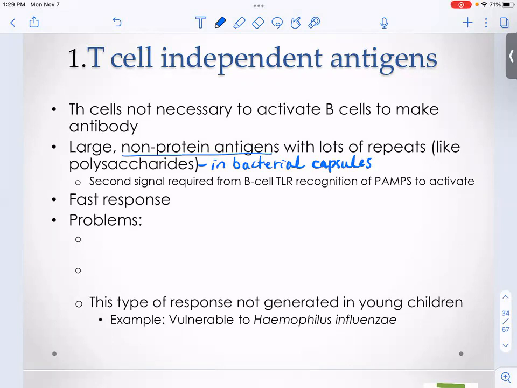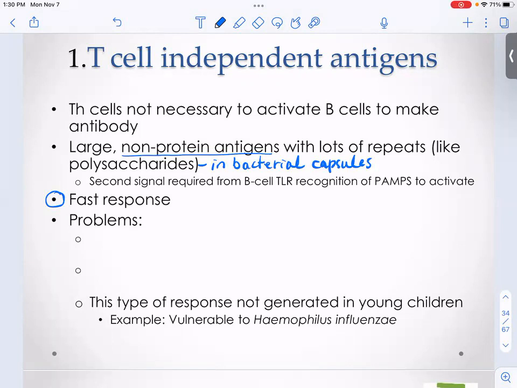One advantage of this method of B cell activation is that it's really fast. You don't have to try to find a T helper cell that has that same specificity. That's a process that takes a little bit longer to make all those immunological synapses. So basically, again, the B cell receptors recognize the capsule, and it starts to differentiate into plasma cells right away.